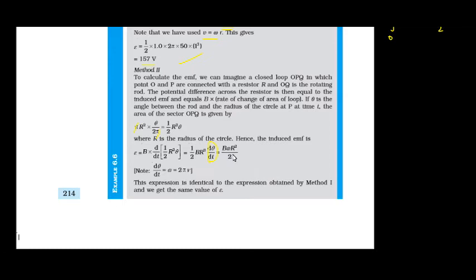So B omega r square by 2, and omega is equal to 2 pi nu. Now this expression is identical to the expression obtained in method 1, and we get the same value of V. So this was the second method.